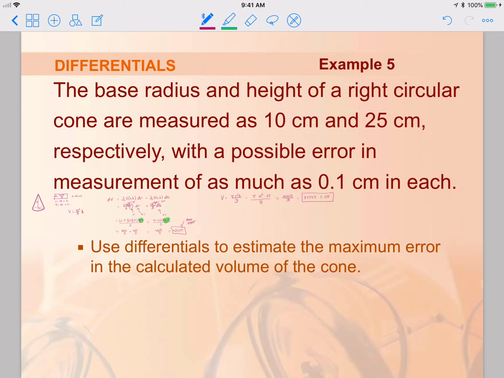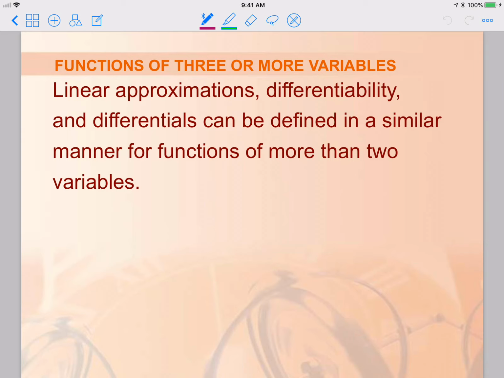All right. The last thing we're going to do is we're going to briefly look at an example of working with differentials and linear approximations and increments with functions of 3 or more variables.